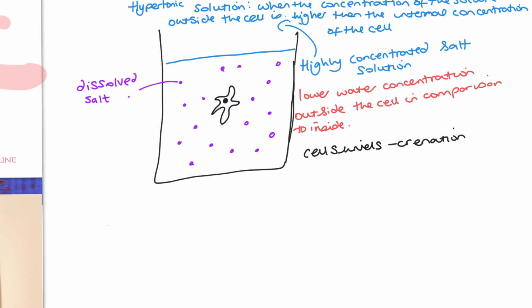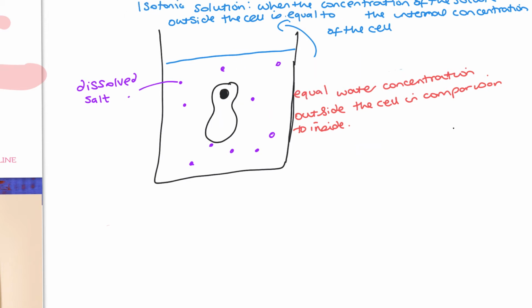So we're going to talk about one more scenario. We're going to talk about a scenario in which we put our animal cell into a solution that is of equal water concentration. So the water concentration inside the cell and outside the cell is equal. In this situation, we say that the solution is isotonic. When the solution is isotonic and there is an equal water concentration both outside the cell in comparison to inside the cell, there is an equal movement of water in both directions. So water moves equally out and in. So there is no overall change in the volume of water in the cell, and the cell stays the same size. This is what your body is trying to achieve all the time.